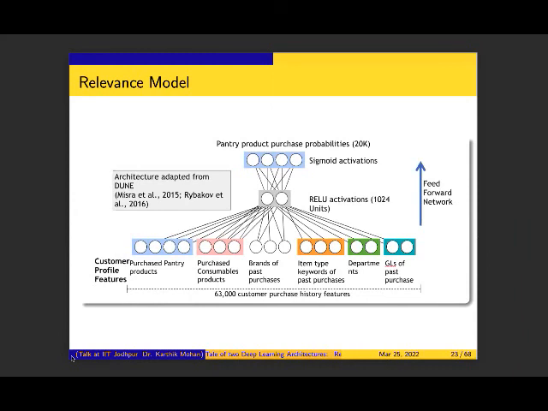We experimented with one hidden layer, two hidden layers, three hidden layers, and we found that two hidden layers was optimal for the problem that we were considering. And we had lots of data. There was tons of data that we used to train this neural network.